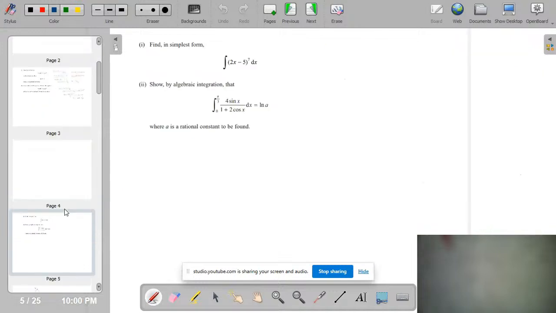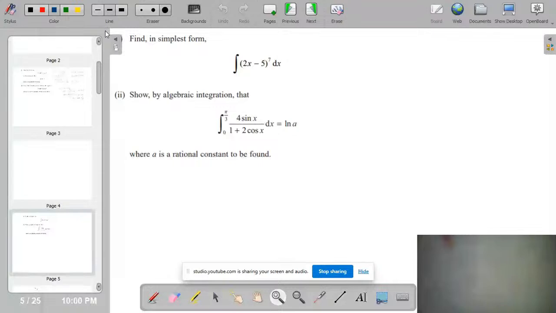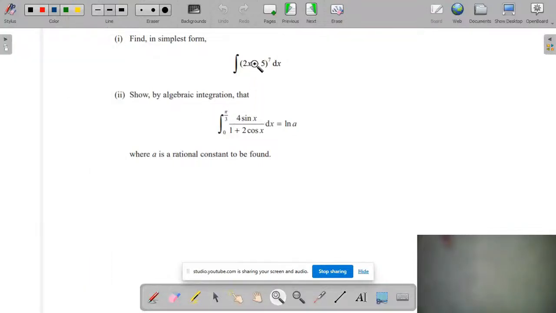Now I'm focusing on the next question, which is given from integration. The first one is indefinite integration, the second one is definite integration. Let's see.